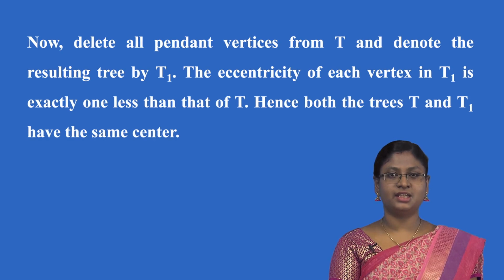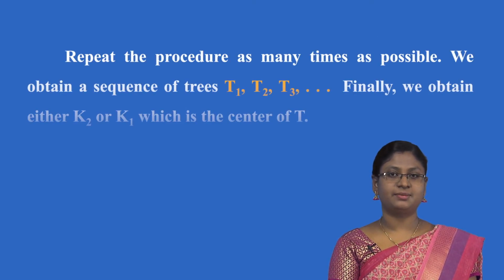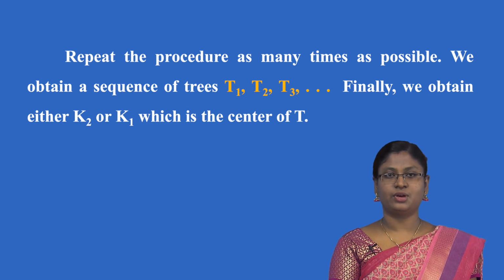Now, delete all pendant vertices from the tree and denote the resulting tree by T1. The eccentricity of each vertex in T1 is exactly 1 less than that in T. Hence, both the trees T and T1 have the same center. We repeat the procedure as many times as possible. We obtain a sequence of trees T1, T2, T3 and so on. Finally, we obtain either K2 or K1, which is the center of T.